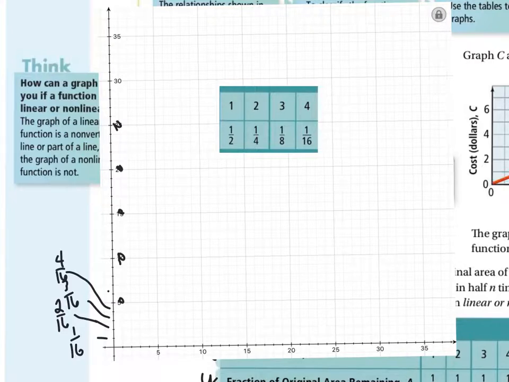And so what we can think about is 1/2 is the same as 8/16. So 5, 6, 7, 8/16 would be right here. So 1 cut is 8/16 that we have left. 2 cuts, 1/4 is equivalent to 4/16. So 2 cuts, 4/16. 3 cuts, 1/8 is the same as 2/16. 4 cuts is 1/16.